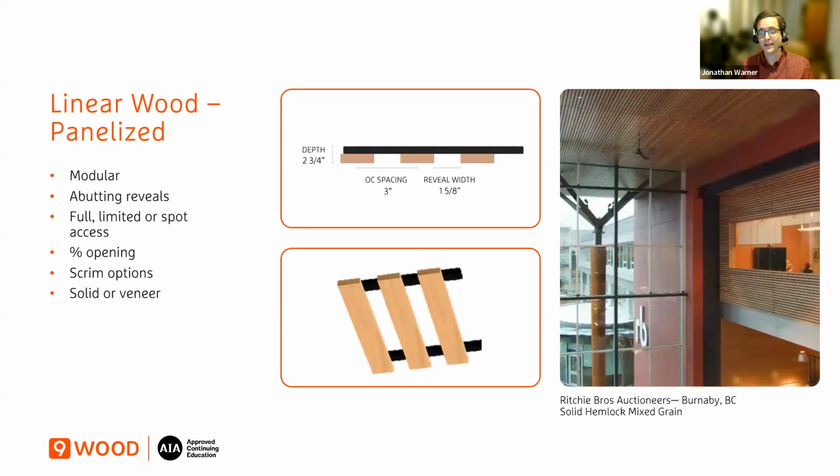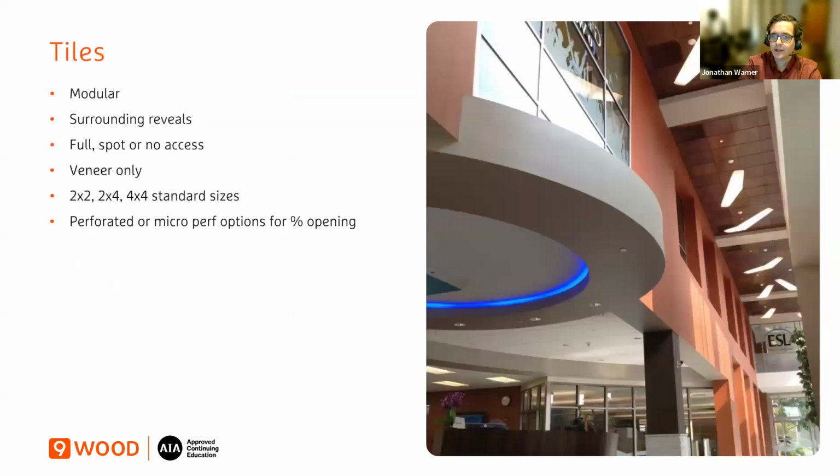And also linear can be provided in a panelized product. These are modular, just like the grill, which means they don't come in 20 and 30-foot lengths, so up to 12 feet. So you will have abutting reveals, as you can see here in the photo, typically a 1/2 inch or a 3/4 inch. Full, limited, or spot access. There's a lot of different accessibility choices here, and a percent opening. So you can get some degree of sound absorption. Just ask your manufacturer, let them know what you're looking for or what they can deliver, and that can help inform your choice. You got scrim fabric options to block out the plenum and solid or veneer. So a lot of different configurations to choose from for your project.